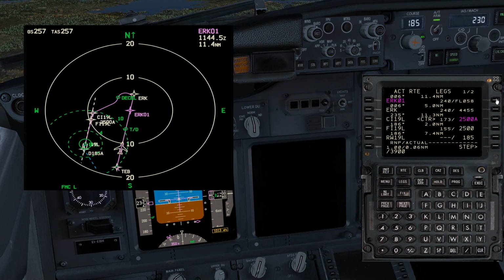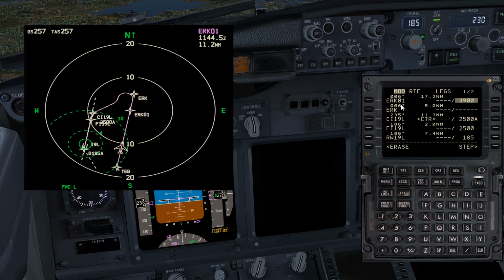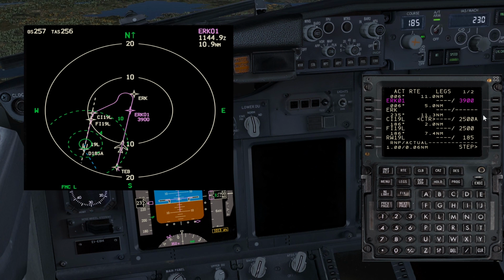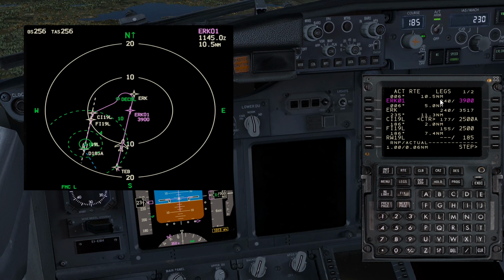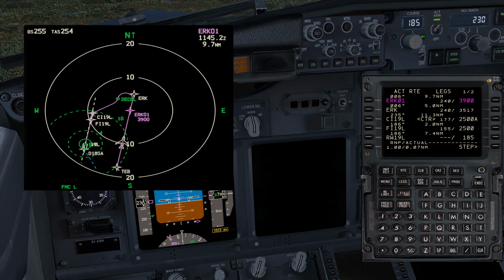So what we do is we press on Erken, we change that to a hard altitude and we press execute. And now it will recalculate, and even though you have to fly the entire route, you will still have a continuous descent. You see here, Erken 3,500 and then 2,500. So it means that we can safely go from this point here directly to the center fix without getting high on the profile.